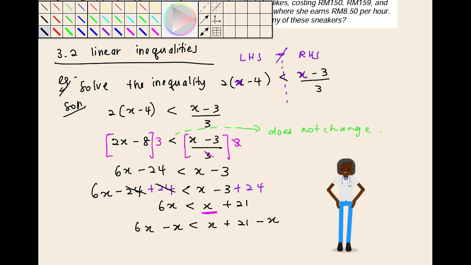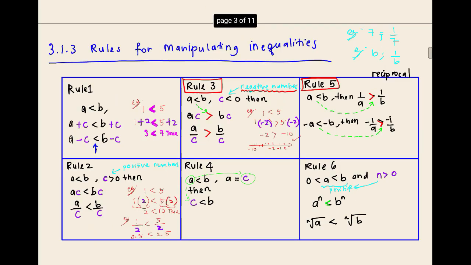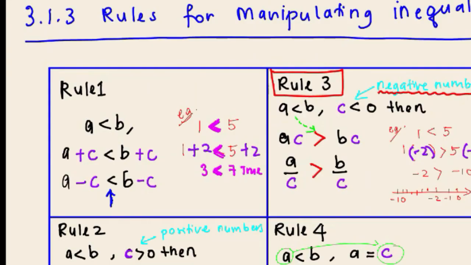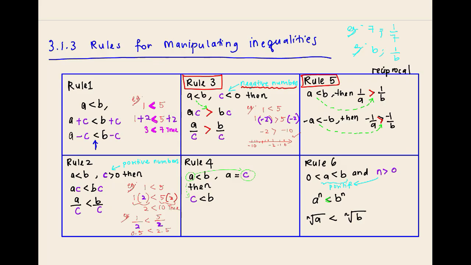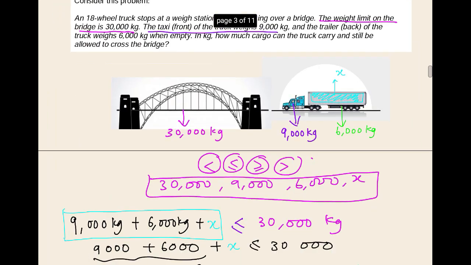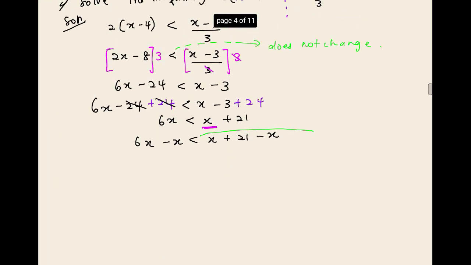Can we do that? Can? But you don't know whether this x is positive or negative, so you don't know whether it will change direction or not. Now, we refer back to this rule. Rule number 1 says if you add or subtract, that means a positive or negative number, it doesn't change direction. It doesn't change direction, adding a positive number or a negative number. So now because of that, this inequality doesn't change direction.